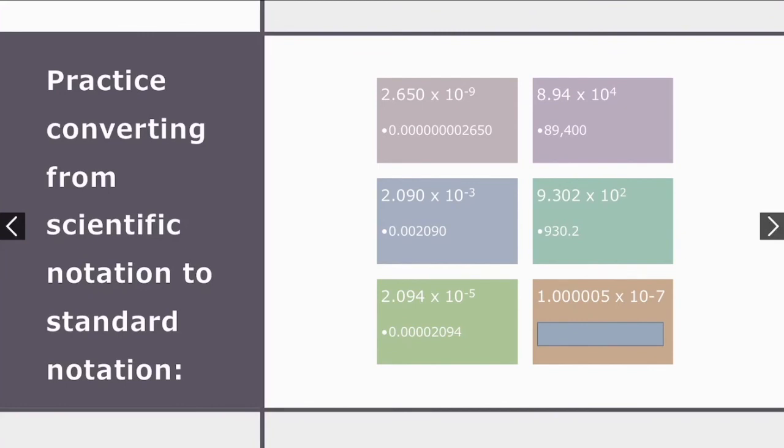And then this last one right here, that's going to be a super tiny number, and it's got a lot of significant digits there. So we're going to start 0.1, 2, 3, 4, 5, 6, 1, 1, 2, 3, 4, 5, 5. So there we go. There's our final answer for that one.